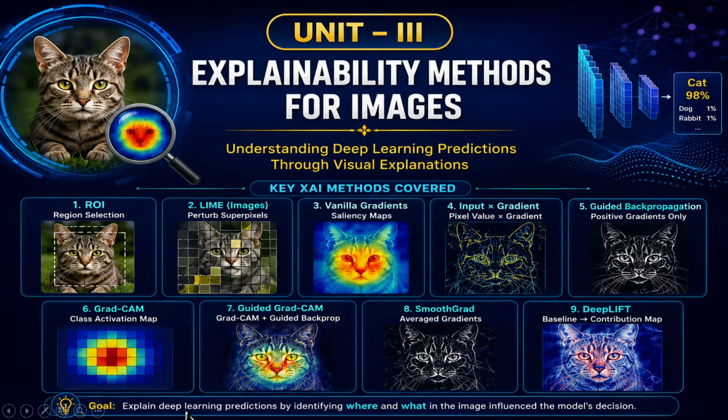Here the goal is to explain the deep learning predictions by identifying where and what in the image influenced the model's decision. So this is the region that has influenced. Here also it is saying this is the region. Here this is the region.